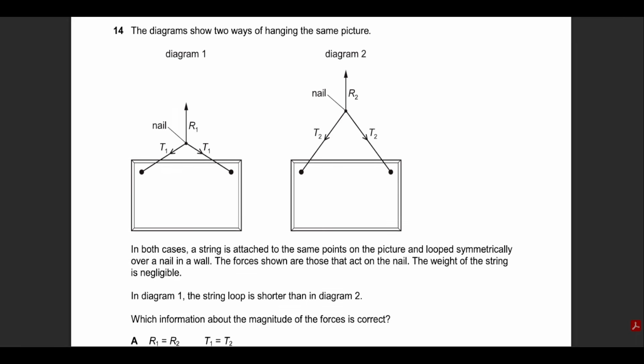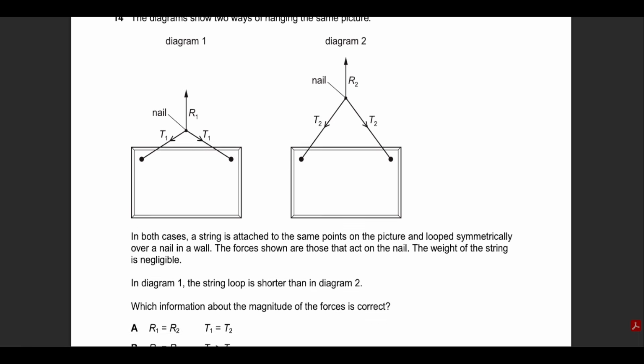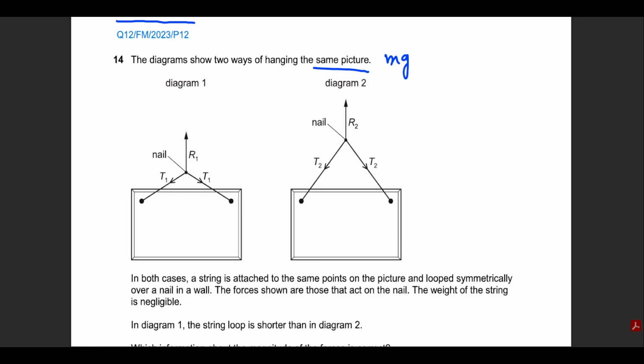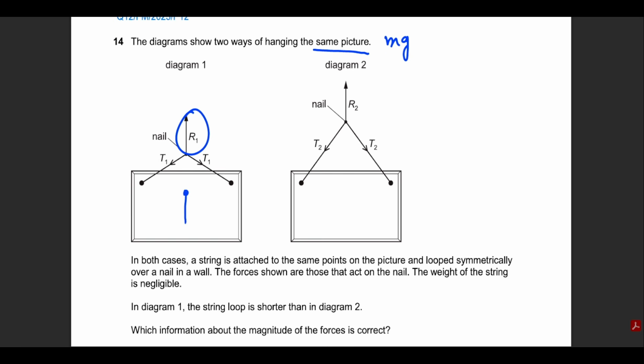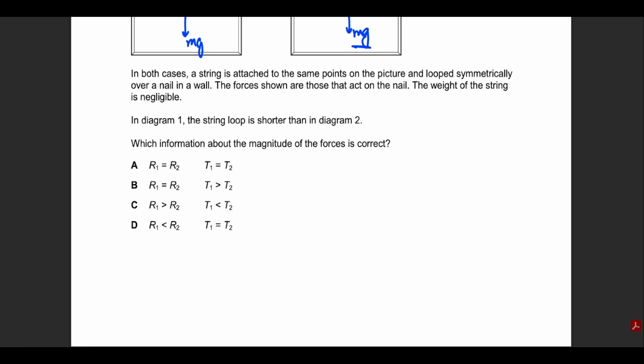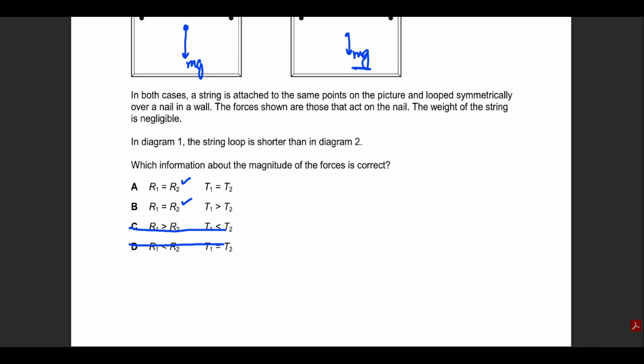Now, first things first, since the painting is identical, they mentioned somewhere here, same picture, so we can assume that the mg is actually the same. This R1 is actually completely against the mg of the picture. So no matter what the string is going to look like, the value of mg is going to remain the same. The value of R2 will also remain the same. So the first conclusion, because mg is the same for both paintings, it should be equal to R1, which should be equal to R2. So my first relationship is going to help me eliminate option C and option D. It's not possible. There's going to be R1 equal to R2, that's for sure.